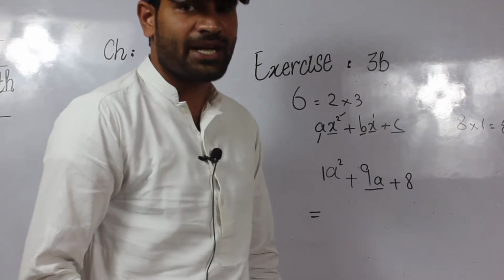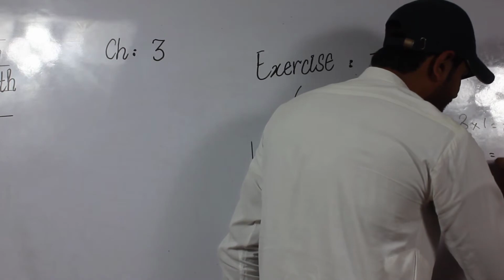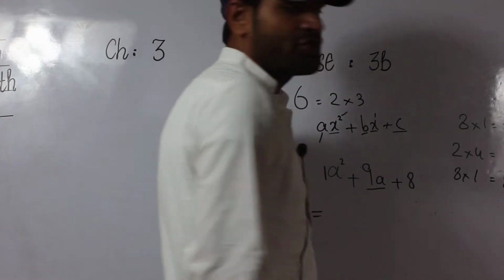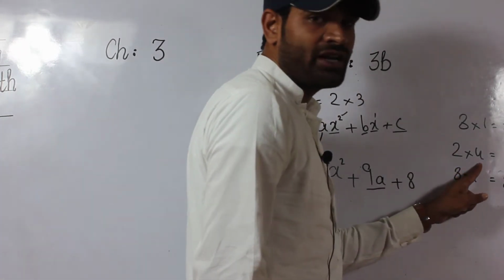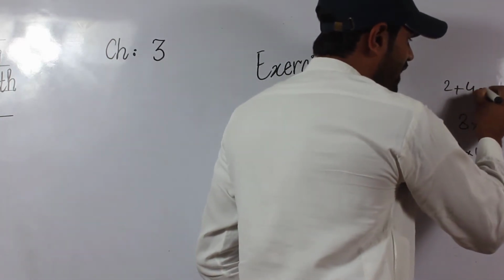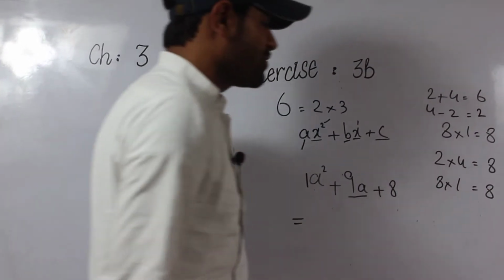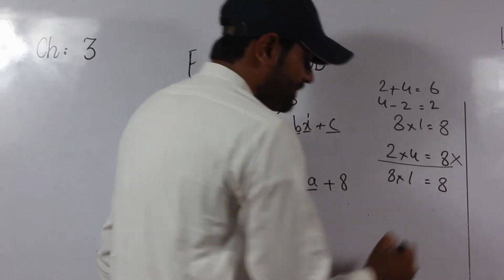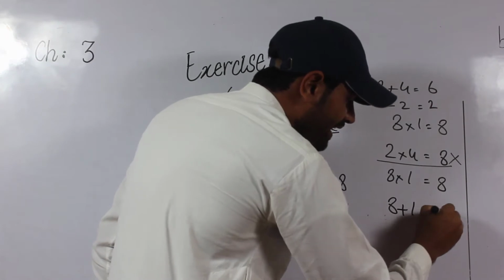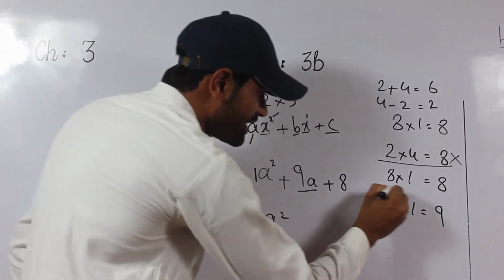So first we find the numbers whose product is 8. I have two pairs: 2 multiplied by 4 is 8 and 8 multiplied by 1 is 8. When I use 2 and 4 I cannot get 9. If I add 2 plus 4 I get 6, and when I subtract 4 minus 2 I get 2. So I use the other factors, 8 and 1. When I add 8 plus 1 then I get 9. The middle number is 9. So I use these two numbers.